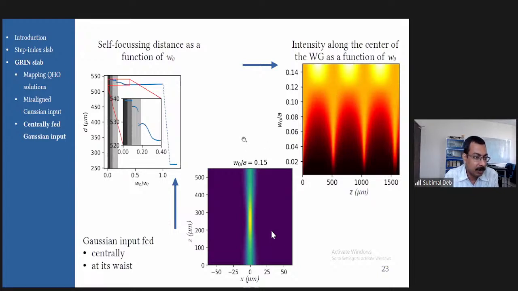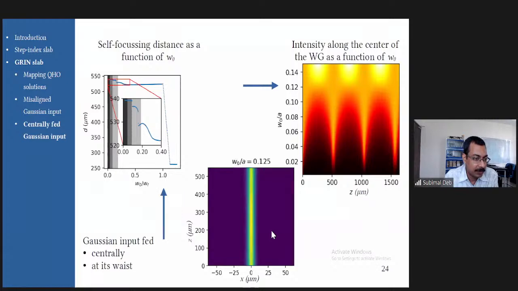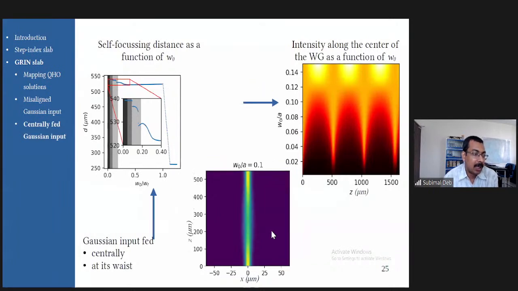So what happens if you change the width of the beam? Just to give you a visual aid, now I change the width of the input beam to exactly the width of the fundamental mode, and you see that the beam propagates undistorted along the length of the waveguide as expected. Now, when I squeeze the width of the beam even further, the beam expands and refocuses at twice the previous distance. That is over here. So the self-focusing distance has shown a sudden change.